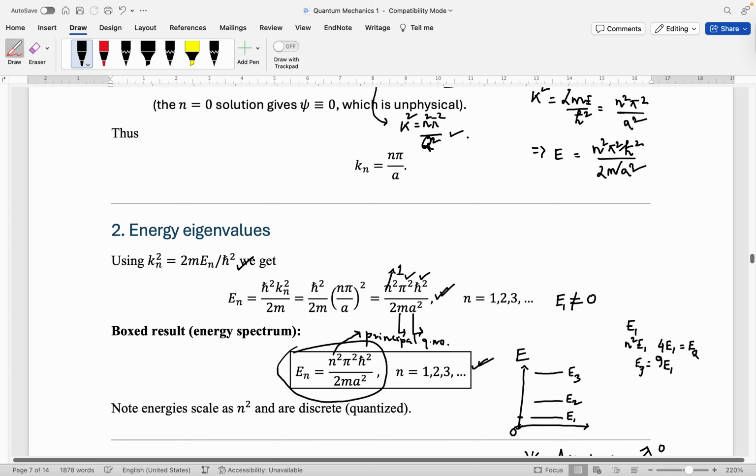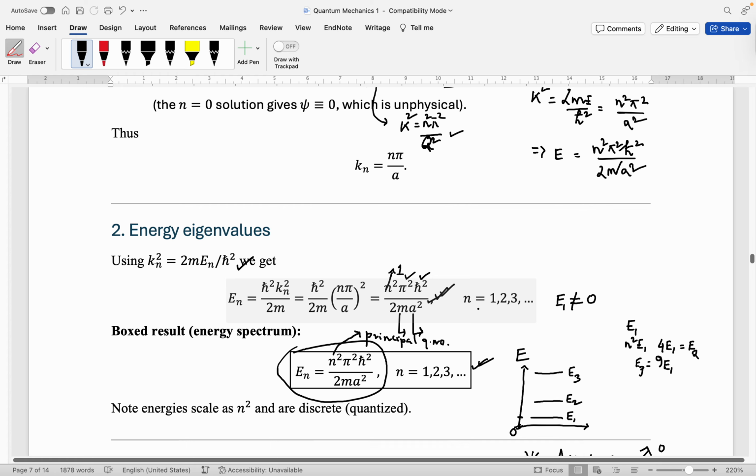You equate both of them. When we equate this, you get the energy term as pi square n square h cross square by 2ma square, where this n value would be 1, 2, 3 and so on. So this is the energy eigenvalue.